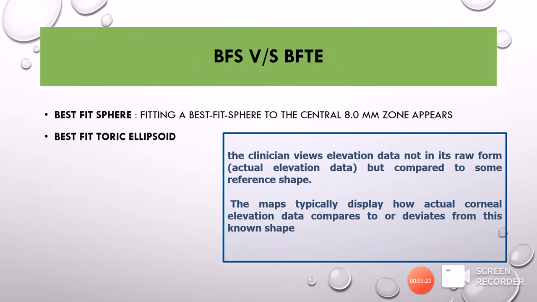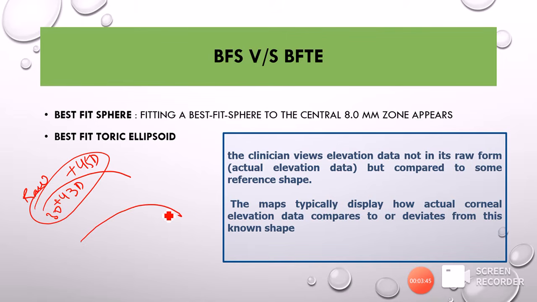Now, as I told you, in the elevation based system or in the elevation maps, unlike the anterior curvature map in which we have the raw data, so we had this cornea in which here it was 45 diopters, say here it was 43 diopters, 30 diopters, like that. But in the elevation map we have a reference point. Based on this raw data, we are going to have a normal point of the averages of all the normal corneas, and then we are going to compare the patient cornea with that reference.